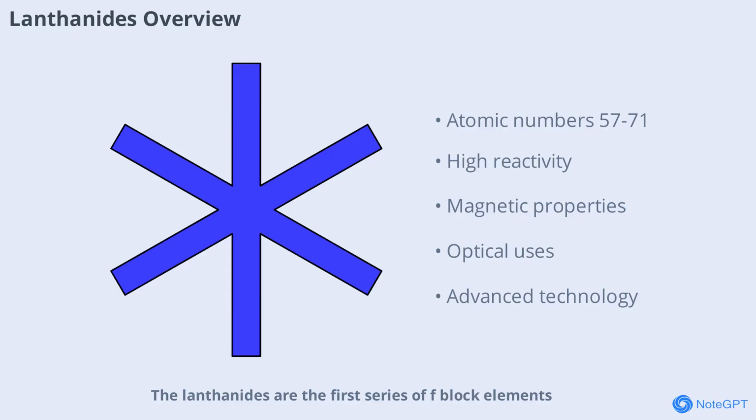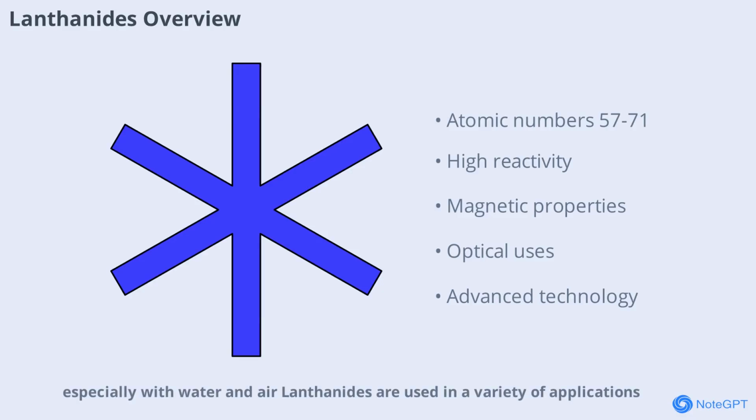Lanthanides are the first series of F-block elements, ranging from atomic numbers 57 to 71. These elements are known for their high reactivity, especially with water and air. Lanthanides are used in a variety of applications, including magnets, lasers, and lighting. Their unique electronic configurations give rise to interesting magnetic and optical properties, making them valuable in advanced technology.